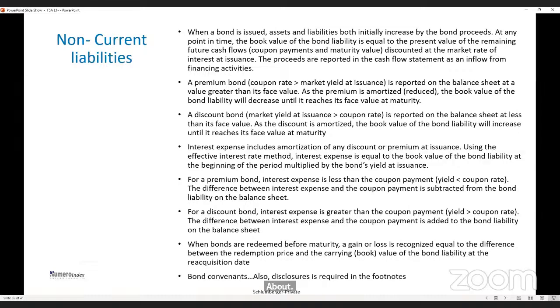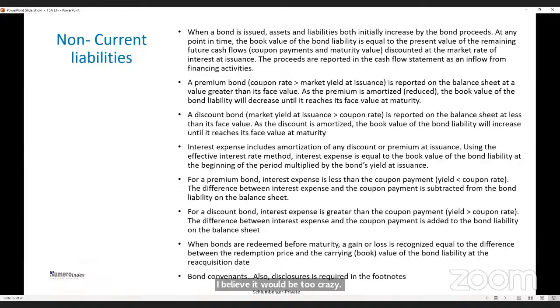So your other non-current liabilities, these are your bonds. Expect some questions here. Your premium bonds: it is when your coupon rate is higher than your market yield at issuance. On your balance sheet, the value is going to be greater than the face value because you're going to amortize the premium over time, right? And the book value of the liability will be decreasing until it reaches its face value.